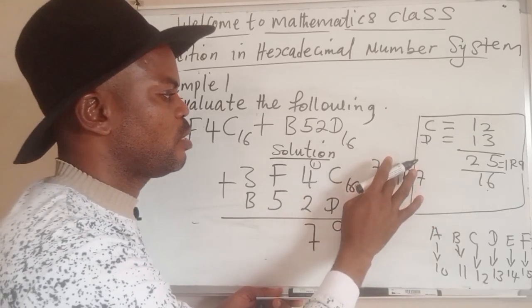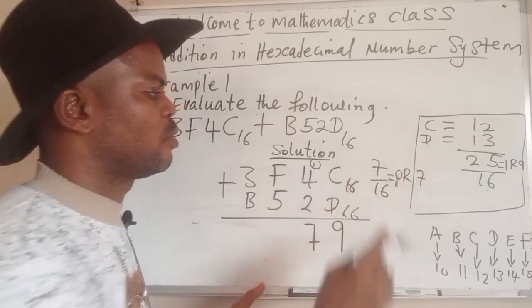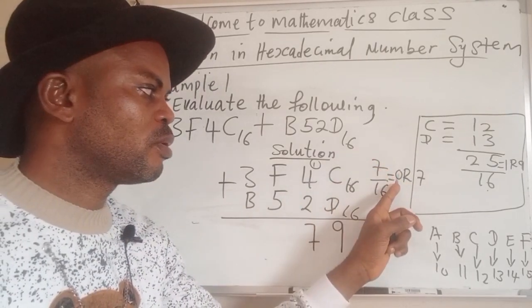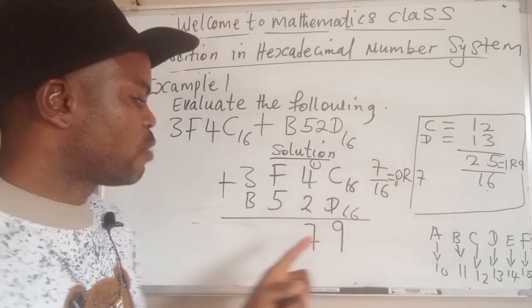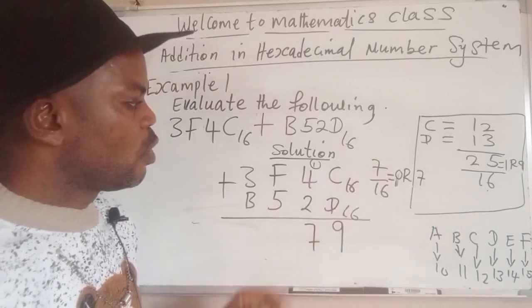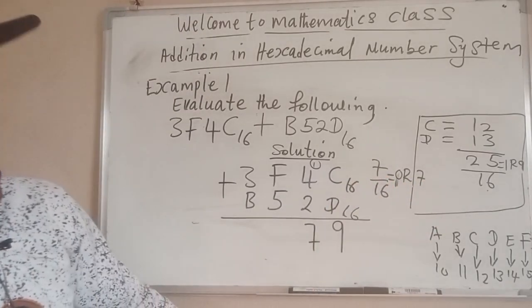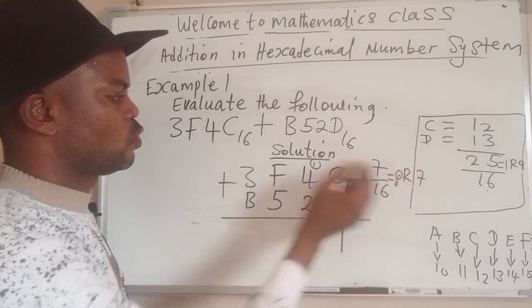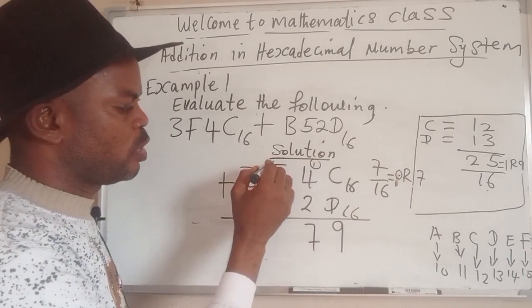You say 7 divided by 16 gives you, sorry, you're going to have 0, because 16 can't go into 7. So you say 0, remainder 7. Write down the 7 here. What next do you do? Go to the next line. Remember, it's 0, so nothing is coming here to join this.